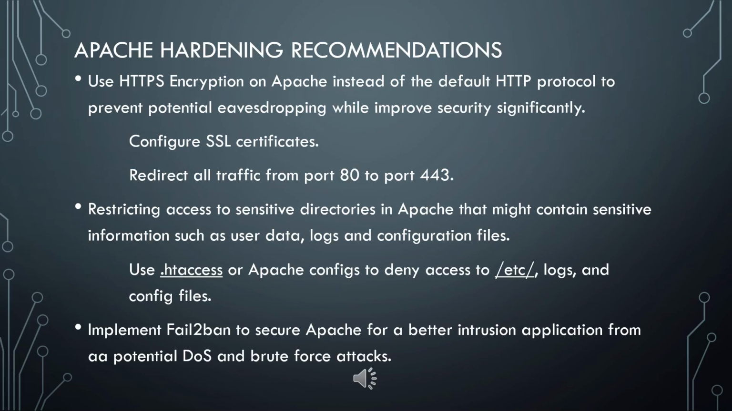Moving into our next slide of Apache hardening recommendation. To harden Apache, the first step is to use HTTPS encryption instead of plain HTTP by configuring SSL or TLS certificates and redirecting traffic from port 80 to port 443. We can prevent eavesdropping and ensure secure communication between the user and the server.